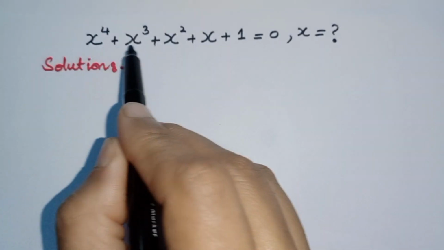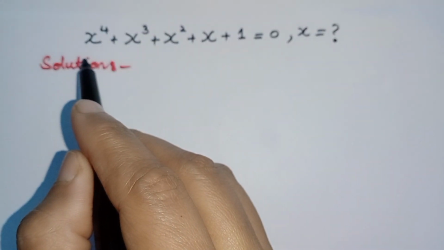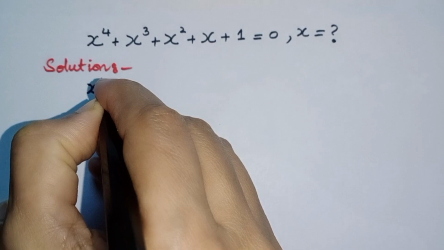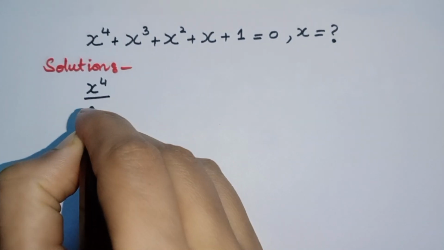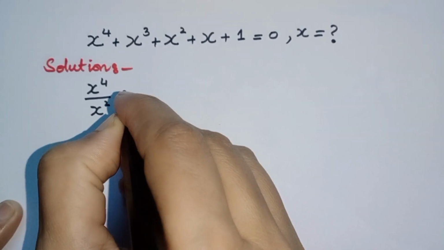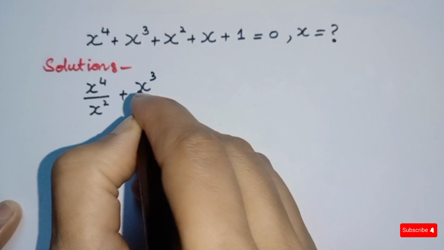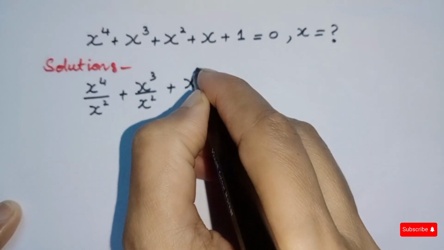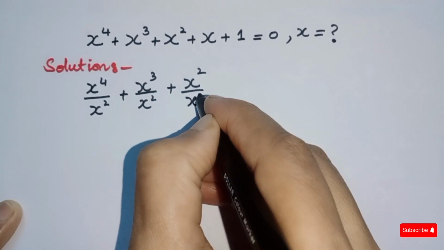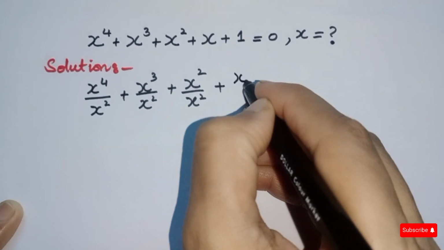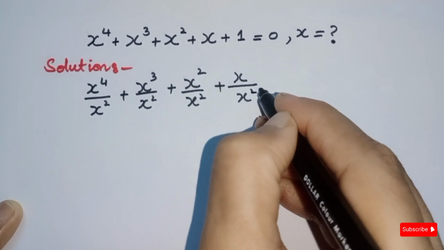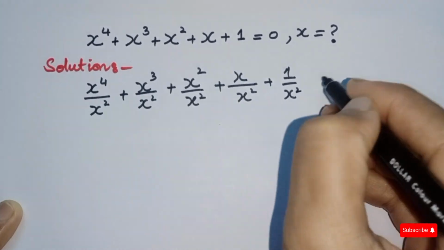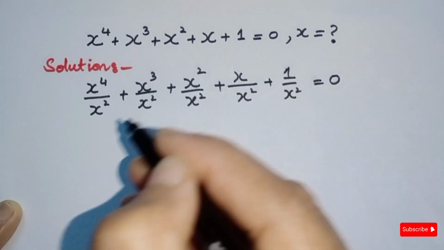We will divide this expression by x to the power 2. x to the power 4 divided by x to the power 2 plus x to the power 3 divided by x to the power 2 plus x to the power 2 divided by x to the power 2 plus x divided by x to the power 2 plus 1 divided by x to the power 2 is equal to 0.